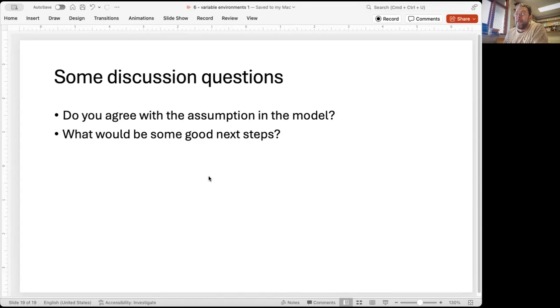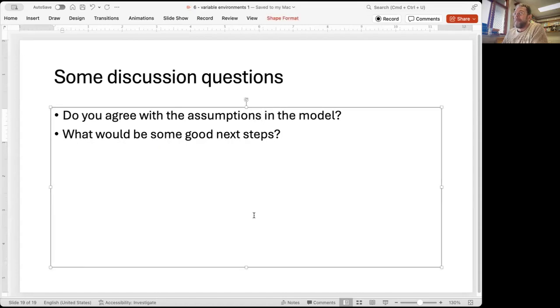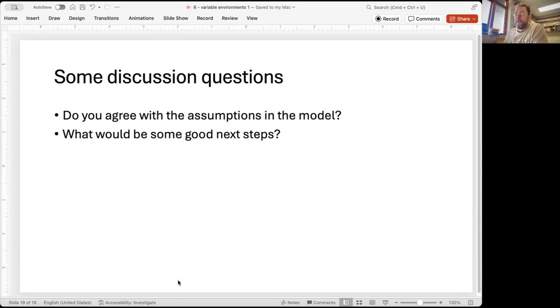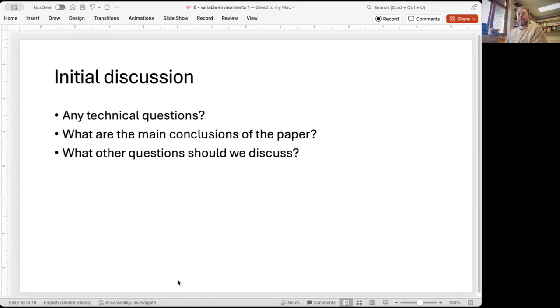Ones I want to discuss are, you can always discuss the assumptions of the model, and what would be possible next steps beyond it. So see if we can add a few things to this list for the second discussion period.